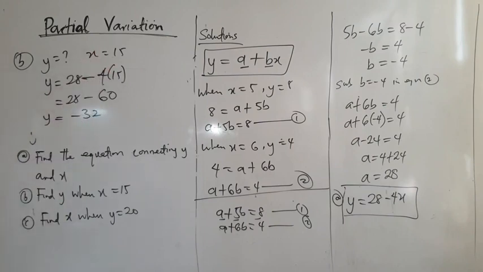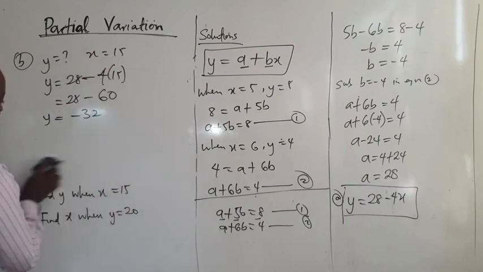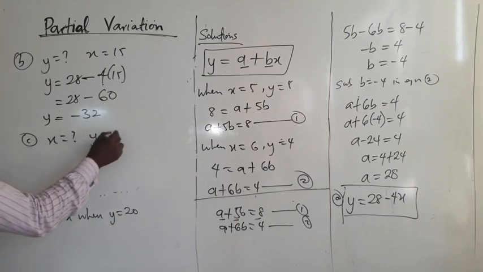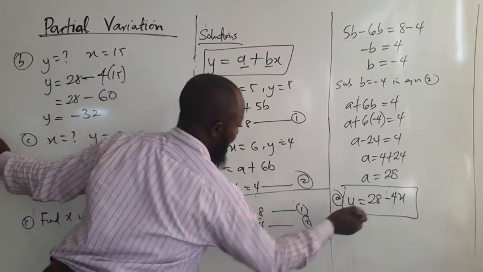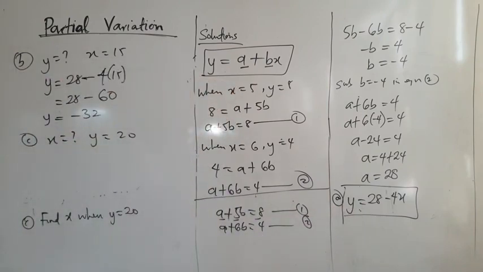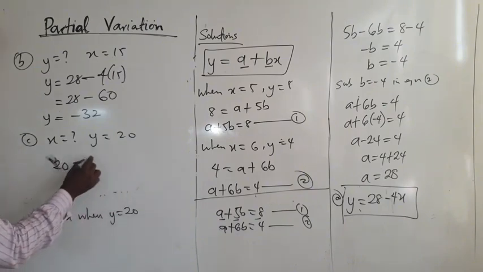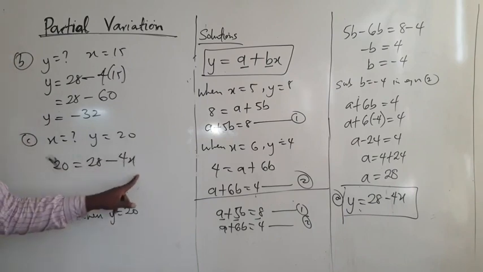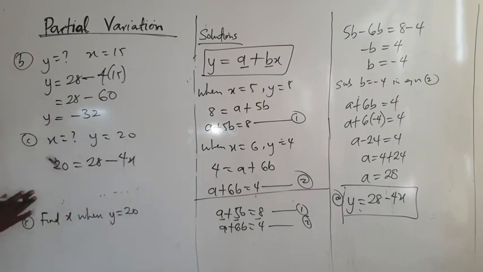Is that clear? Then the last part here, which is C. Find x when y is 20. So x is what we're looking for. y is equal to 20. We still make use of this equation here. So that means y, which is 20, equals to 28 minus 4x. It's x you are looking for here now.